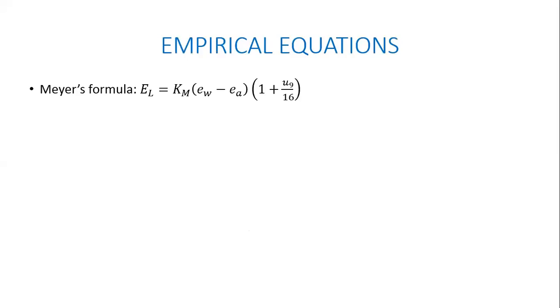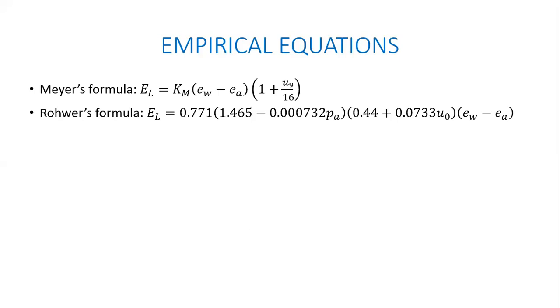Other ways are using what are called empirical equations. Now there are 2 very popular equations. One is called the Myers formula. EL is the evaporation loss, and then you have some kind of an empirical equation. Similarly, you have the Rower's formula, which is also an extremely long empirical equation. Do not worry about this. You're not expected to memorize all these things, but this is just for your information. You're now able to see the entire equation, so you have these massive equations.